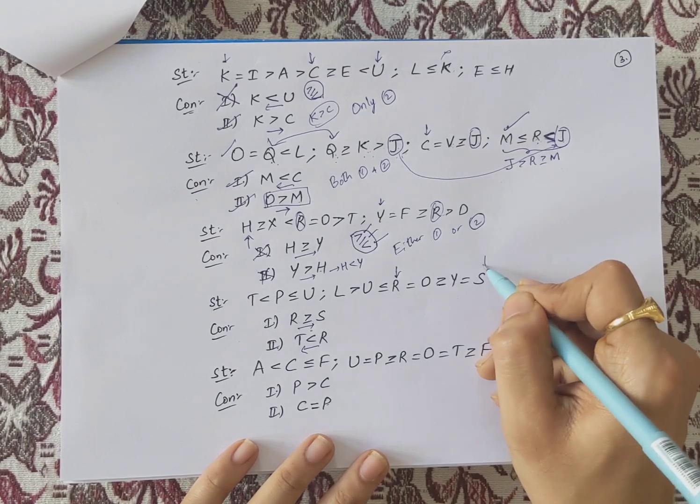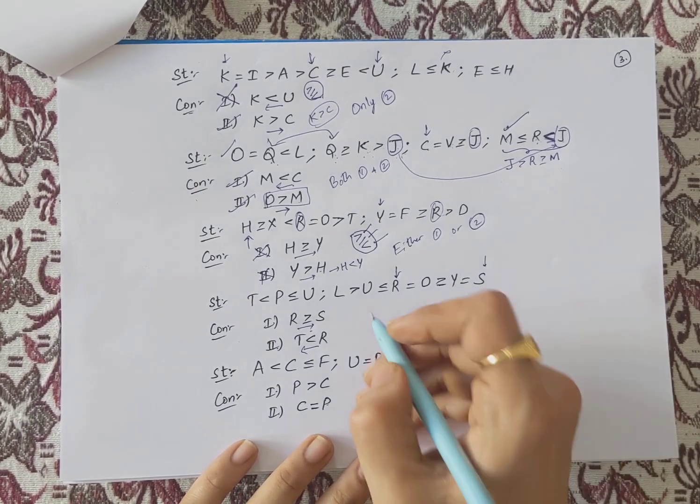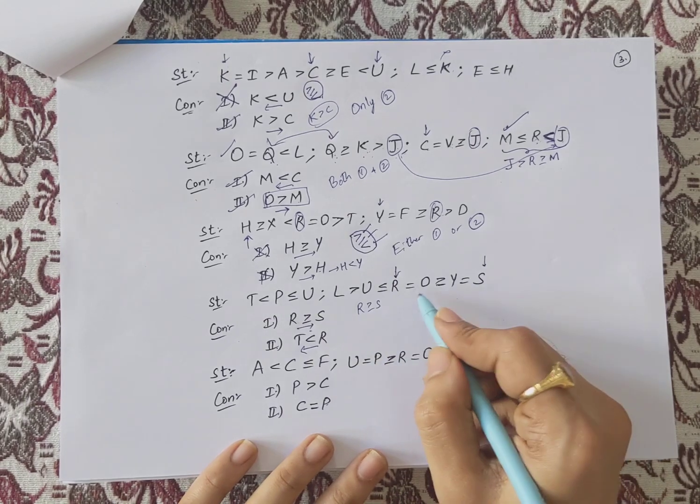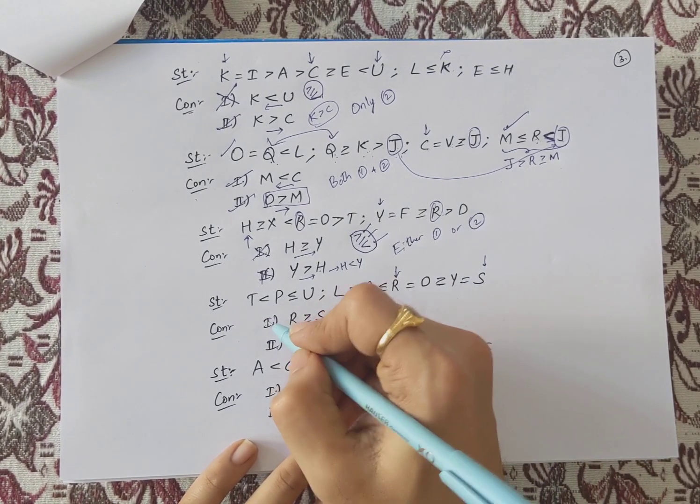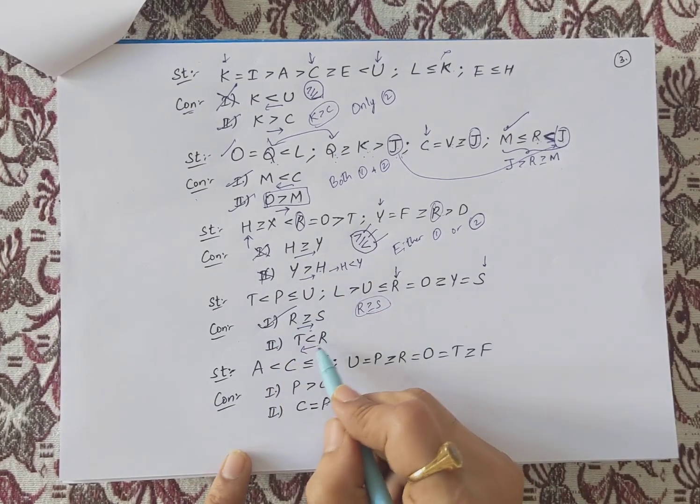Where is S? S is here. Okay. R to O, O to Y, O to S. So R is greater than or equal to S. As per the priority of symbols, we get this relation, and the conclusion is also given the same. Hence this is true. From R we need to move to T.